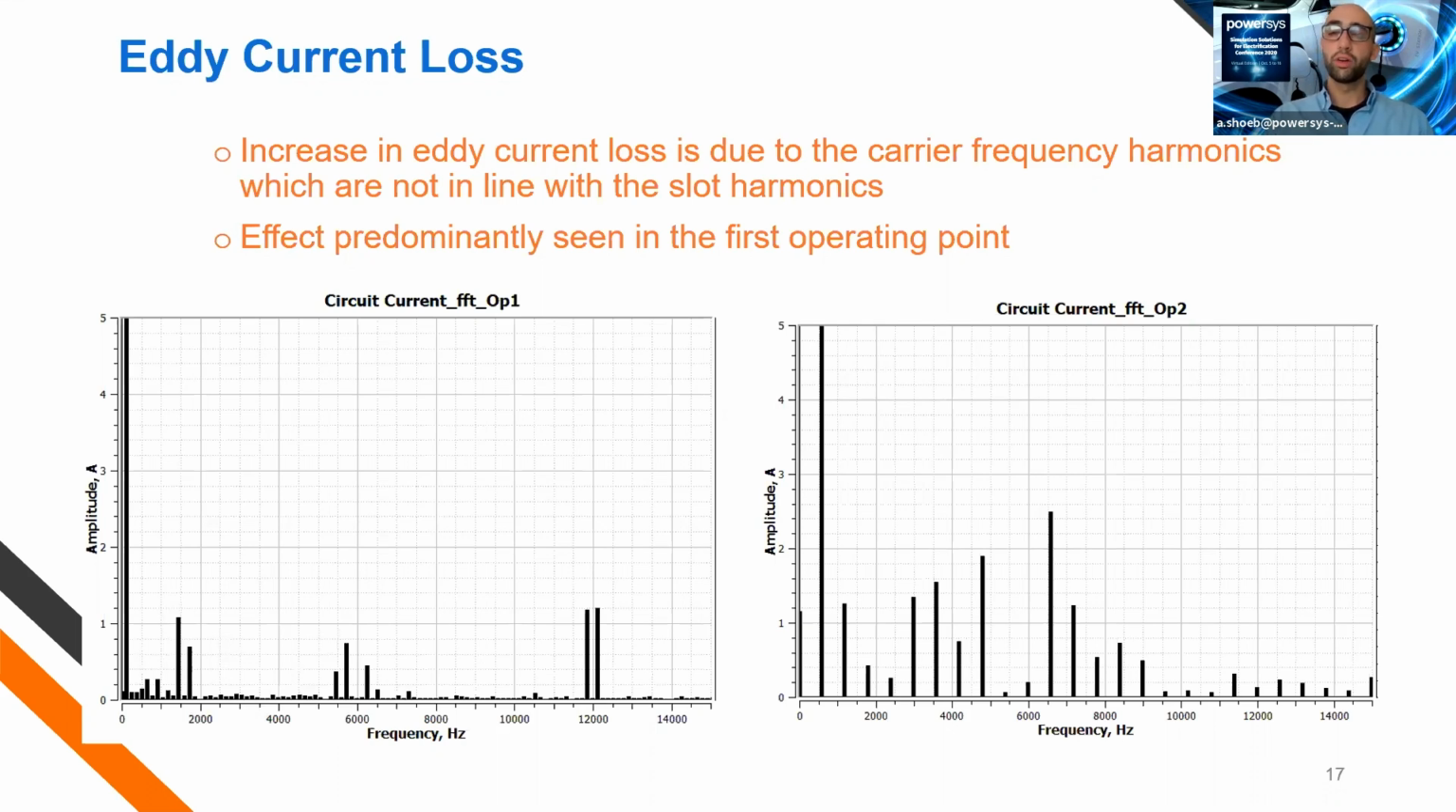As for the second operating point, my slot harmonics are at around 7,200 Hertz. This sort of does a blended effect with the carrier harmonics. So since they are quite close to one another, the effect is not really pronounced as in the first operating point.